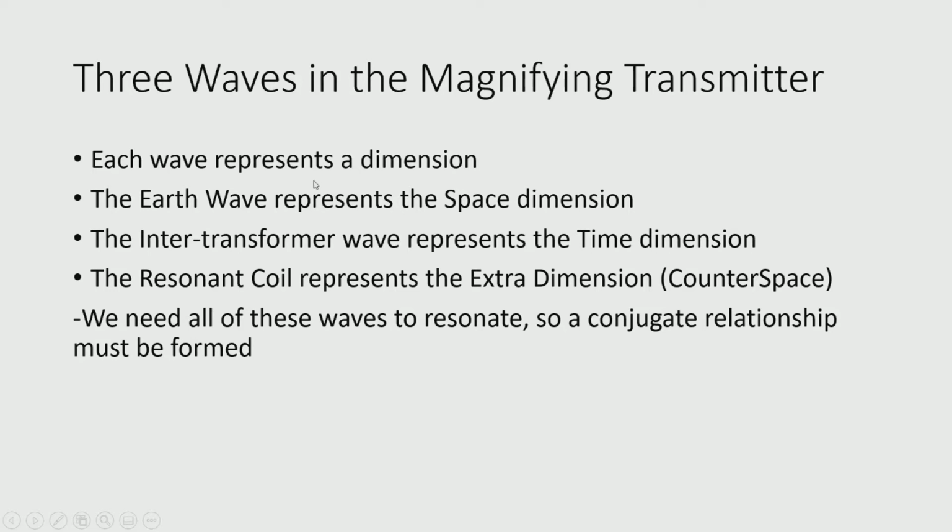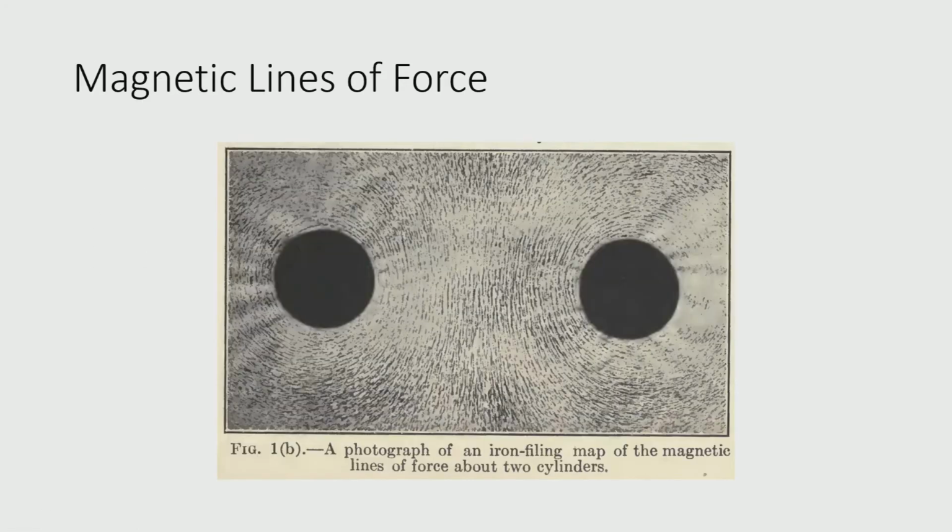So each wave is going to represent a different dimension. So the earth wave represents the space dimension. The inner transformer wave, the one bouncing back and forth between the capacitance and the ground, that's our time dimension. And then the resonant coil is going to be our extra dimension or counter space. So our goal here is to make all these waves resonate. So in order to do this, we need to form a conjugate relationship.